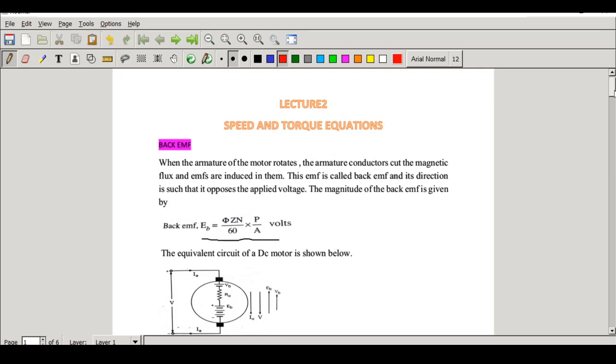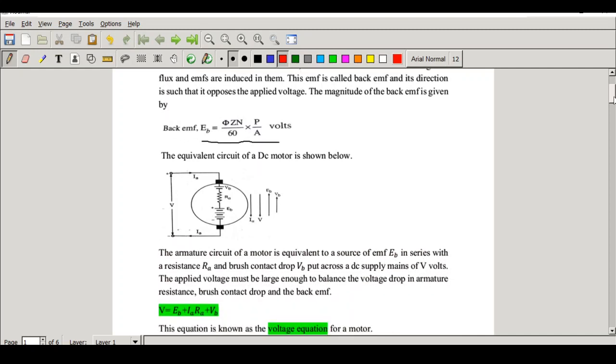Okay, now let's see the equivalent circuit of the DC motor here. So here you can see this is the voltage or electrical input which you are giving to the DC motor. So this is plus and this is minus. And here you can see the current which is flowing from the supply, we can take it as IL. That is IL represents the line current.